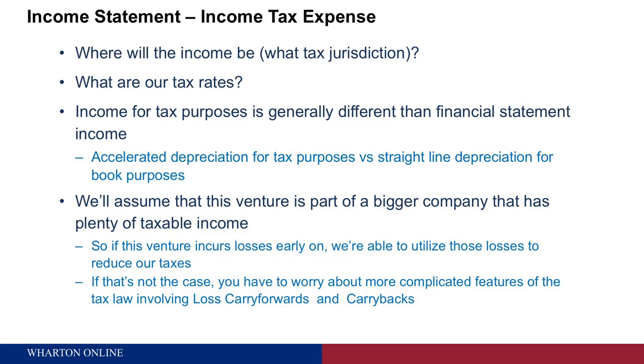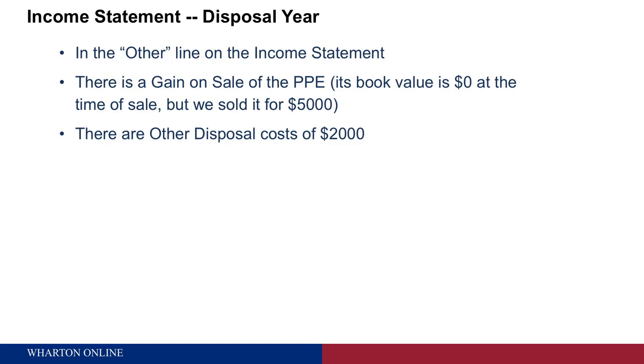We're going to just assume that the tax rate is 40% and that this project is part of a bigger company that's got taxable income, so that if we have losses in the early period, we can take advantage of those. In the disposal year, we've got an other line in our income statement in the spreadsheet.